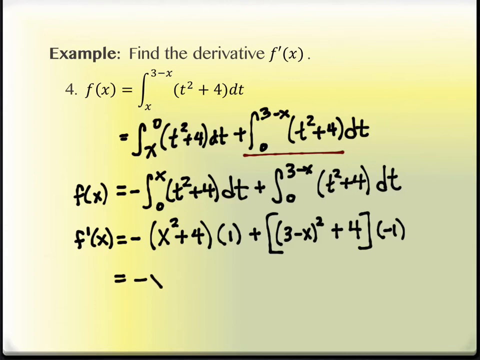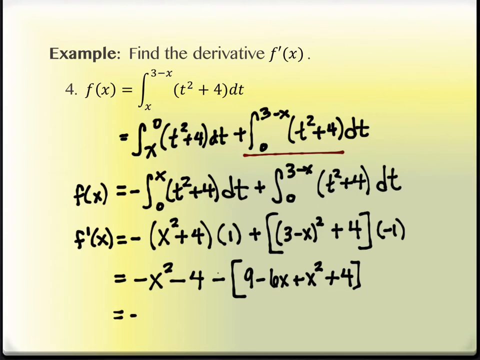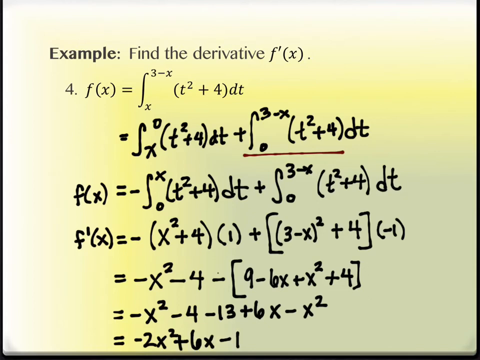So let's just get it going. I have negative x squared minus 4. And then we have, well, let me do the negative in a minute. We have 9 minus 6x plus x squared plus 4. And we'll distribute through a negative. So I have negative x squared minus 4. 9 and 4 make 13 on the inside, so I have minus 13 plus 6x and minus x squared. So I have negative 2x squareds plus 6x minus 17.